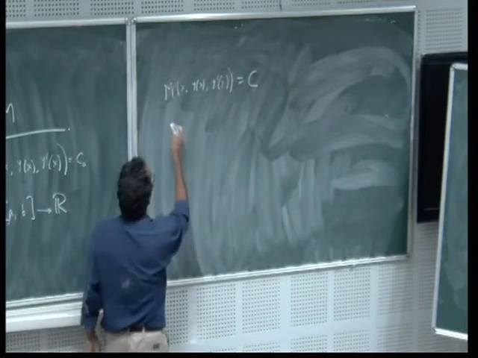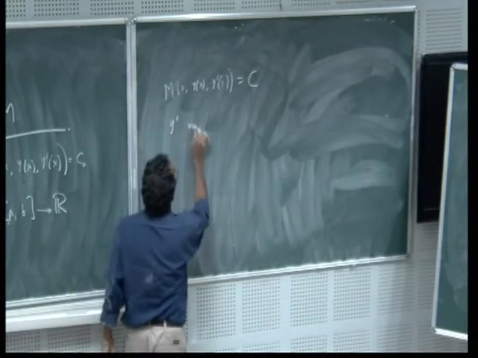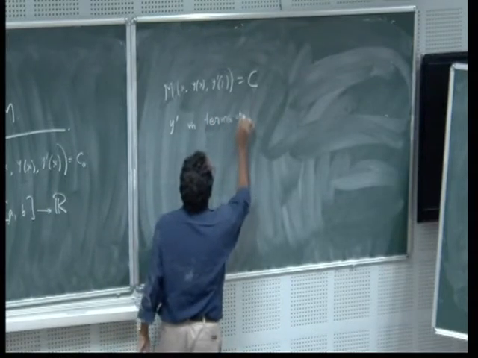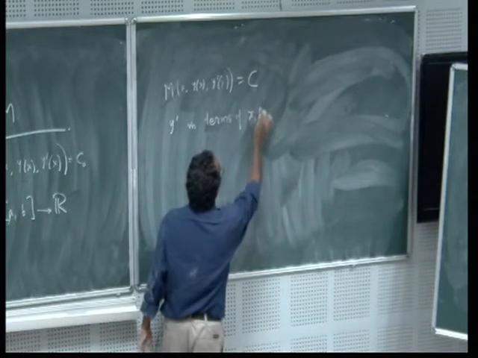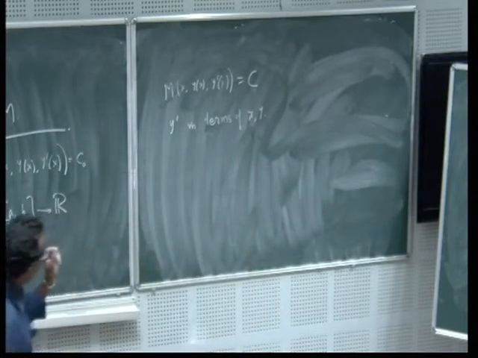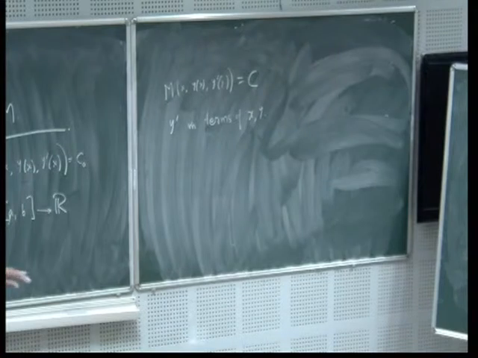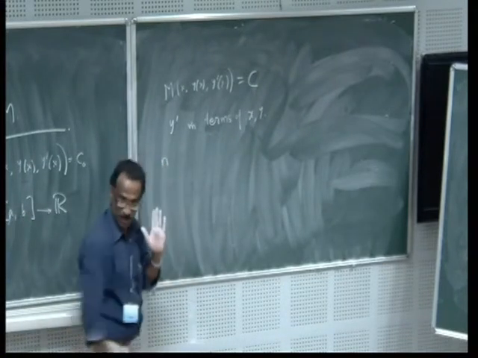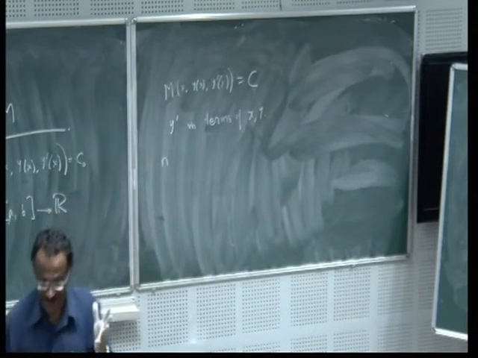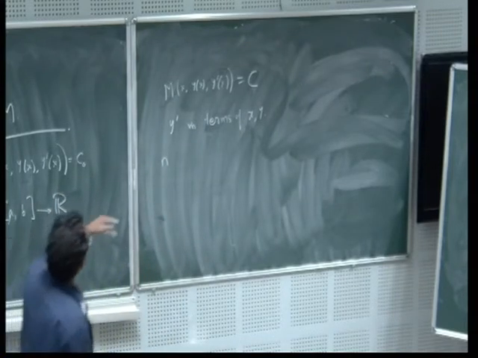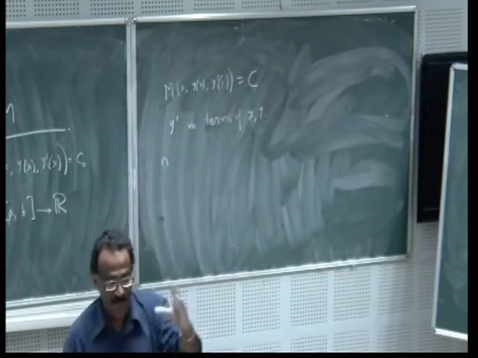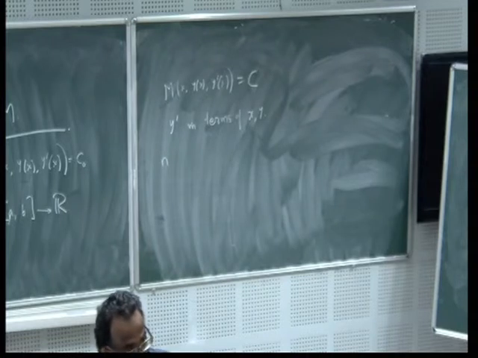Suppose you want to solve for y prime in terms of x and y. When you want to solve y prime in terms of x and y, y prime may have n dimensions, because y is a vector. And then this constraint is just like an equation. You will have n variables but only, say, one constraint.